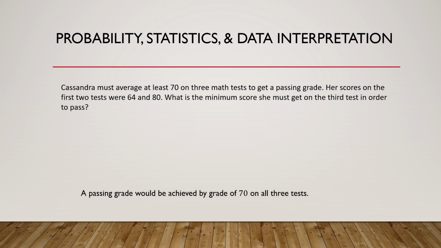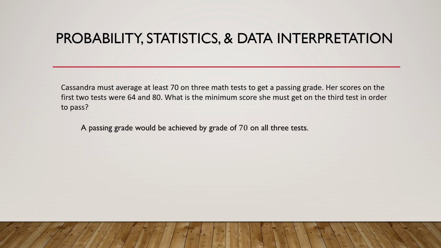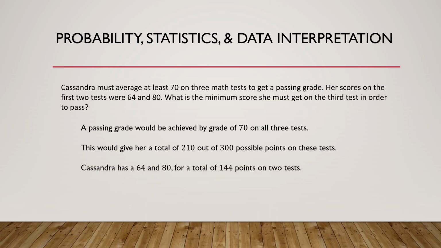A passing grade would be achieved by a grade of 70 on all 3 tests. This would give her a total of 210 out of 300 possible points on these tests. Cassandra has a 64 and 80 for a total of 144 points on 2 tests. Therefore, Cassandra needs 210 minus 144, or a score of 66 to earn a passing grade.